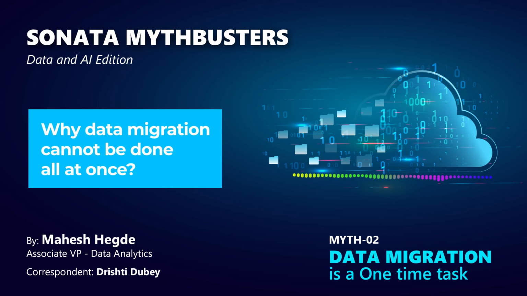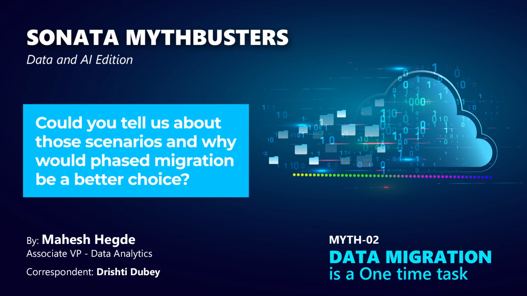But except for such situations, I think it's not going to be the case that you do all data migration at once, because as I said, the overall migration journey itself is likely to happen over a few months or even quarters or years, and you need to align the data migration to that. Every phase of the migration will involve corresponding data migration typically. So I think that's one of the key reasons why you can't really do all-at-once data migration in most cases, Drishti. Okay. So could you tell us about those scenarios and why phased migration would be a better choice?